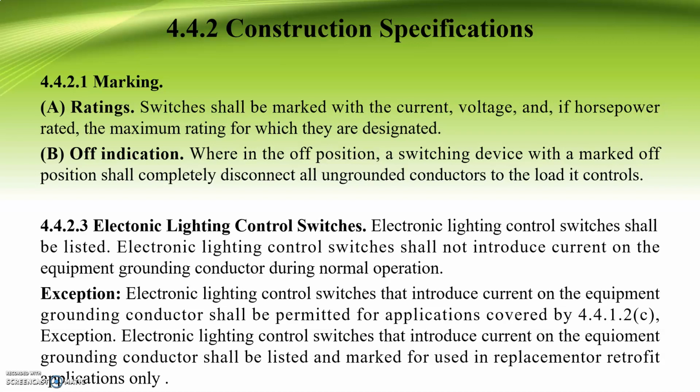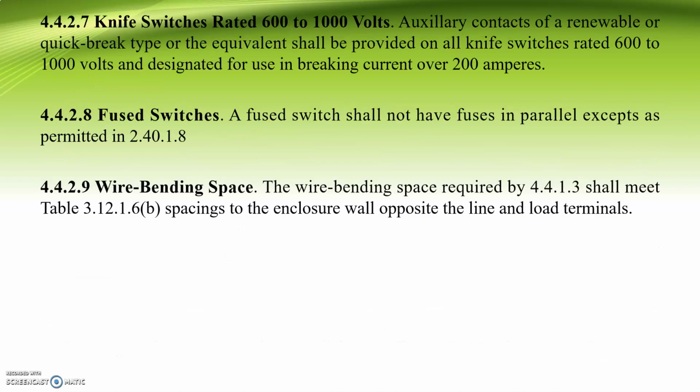Chapter 4.4.2.3 Electronic lighting control switches. So electronic lighting control switches shall be listed. Electronic lighting control switches shall not introduce current on the equipment grounding conductor during normal operation. Exception. So electronic lighting control switches that introduce current on the equipment grounding conductor shall be permitted for appliances covered by chapter 4.4.1.2c. Grounding conductor shall be listed and marked for use in replacement or retrofit appliances only.